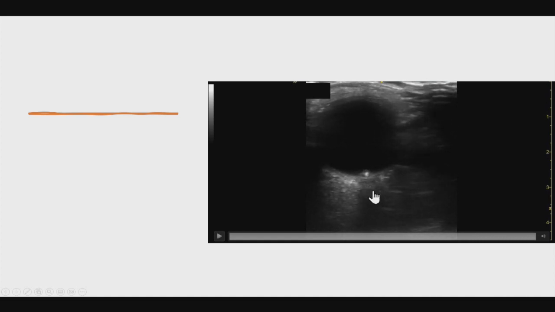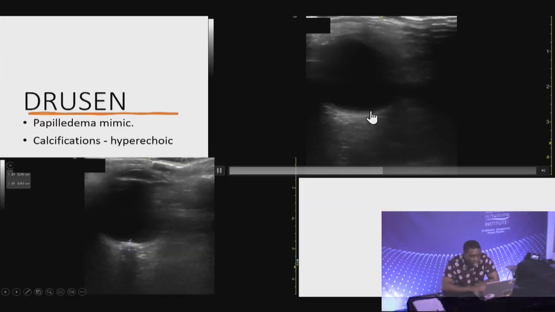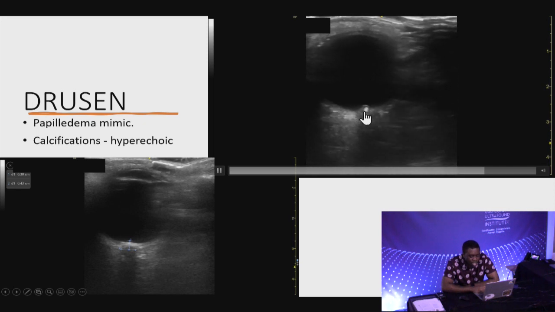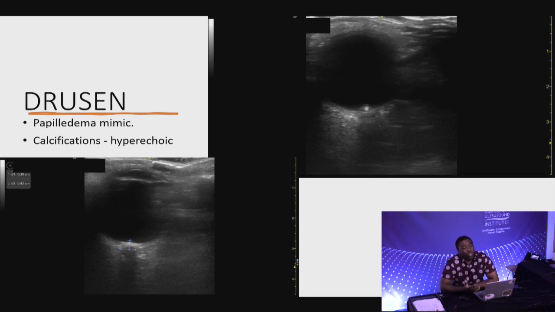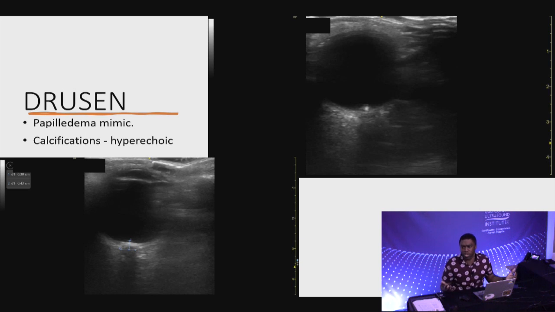Exactly. So in this case, the difference between this and the previous one was, if you look right here, this elevation, it almost seems like there's a hyperechoic center. So that's a mimic. It's called optic nerve drusen. It's normal for some people. It's just a calcification. So if you measured, this will be greater than the 0.6 millimeters, which makes you think, okay, I saw a bump, I saw an elevation, this sounds like papilledema. I haven't measured yet. It sort of looks elevated.